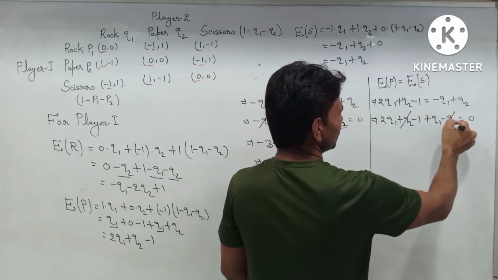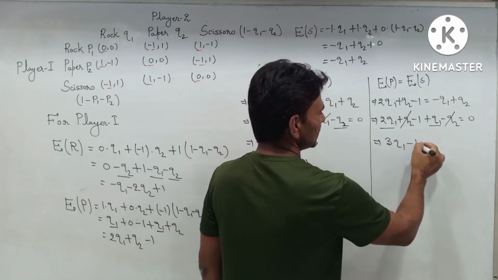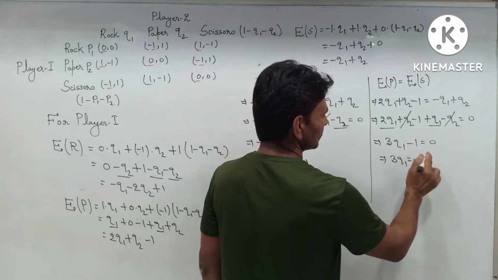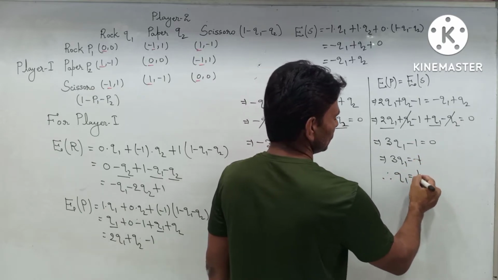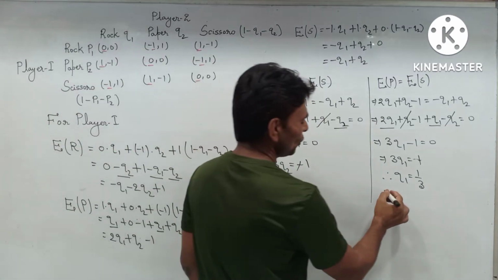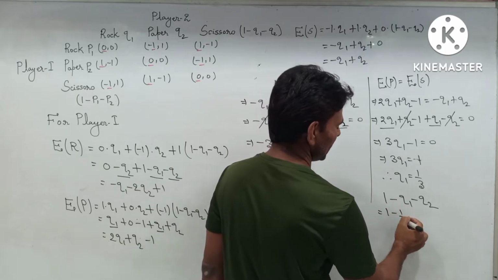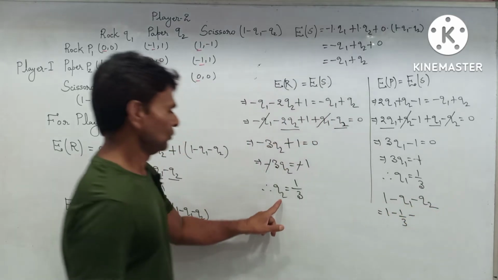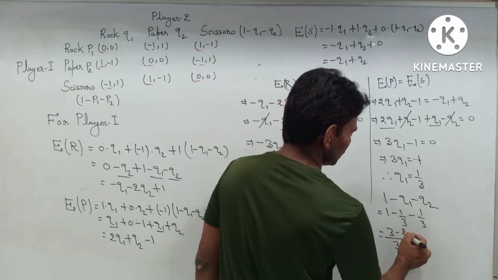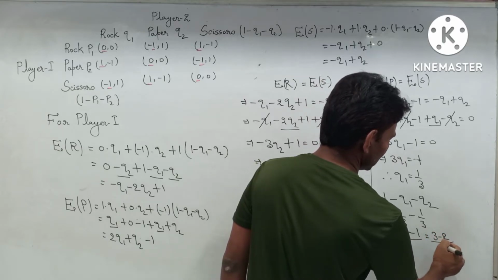Minus q2 plus q2 cancel. 2q1 plus q1 becomes 3q1 minus 1 equal to 0. 3q1 equals plus 1, and therefore q1 equals 1 by 3. And when we get the value of q1 and q2, it becomes so easy to get the value of 1 minus q1 minus q2. 1 minus 1 by 3 minus 1 by 3, and taking the LCM we get 3 minus 1 minus 1, it becomes 3 minus 2 by 3, which is 1 by 3.